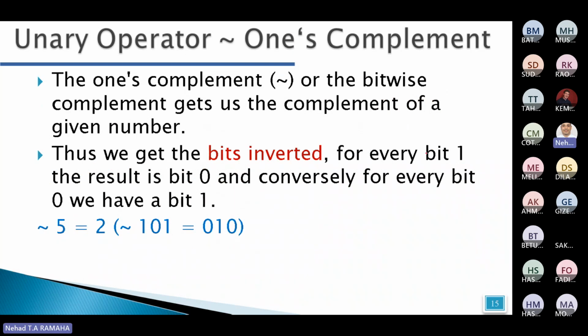The complement operator takes only one operand, which is the number, and inverts each bit. If it's 0, it becomes 1. If it's 1, it becomes 0. So 5 is 101. When we make the complement, each 1 becomes 0 and each 0 becomes 1. So it becomes 010, which is 2. This one is position 1, 2 power 1, which is 2. So the result is 2.